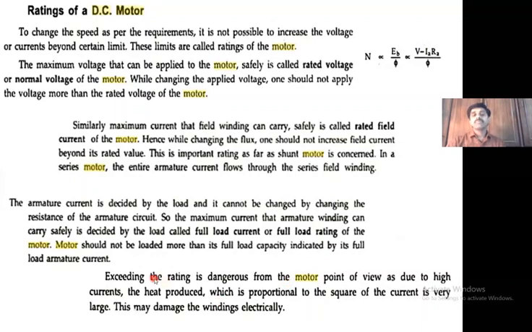So if the rating is exceeded, it is dangerous from the motor point of view, as due to high currents, what happens? Heat is produced, which is proportional to the square of the current, and is very large. This may damage the windings electrically. So these are the limitations. That means rated voltage, rated field current, as well as full load current. These are the limitations, which decide the ratings of the motor.